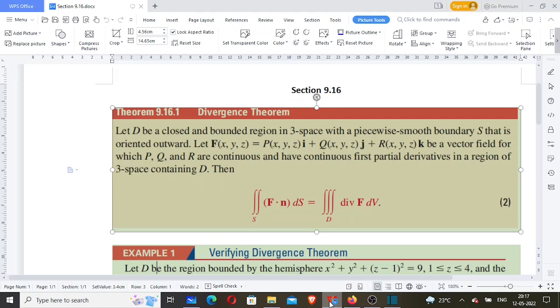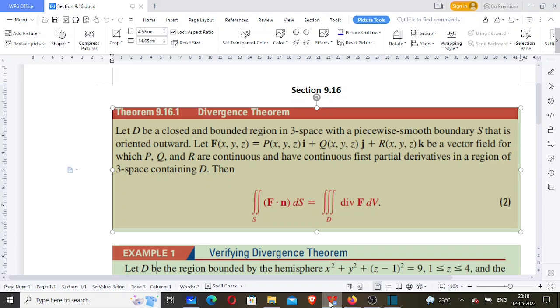Then the double integral over S of F dot n dS is equal to the triple integral over D of div F dV. So here we have a surface integral and a volume integral, and there is a connection. The double integral over S of F dot n dS is equal to the triple integral over D of div F dV.